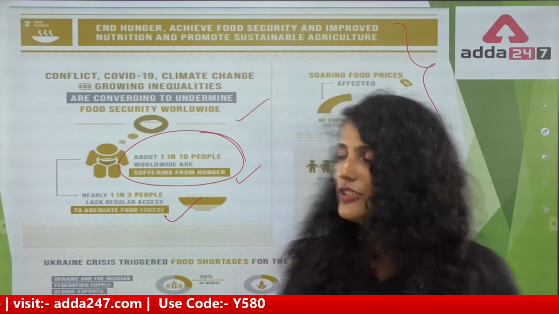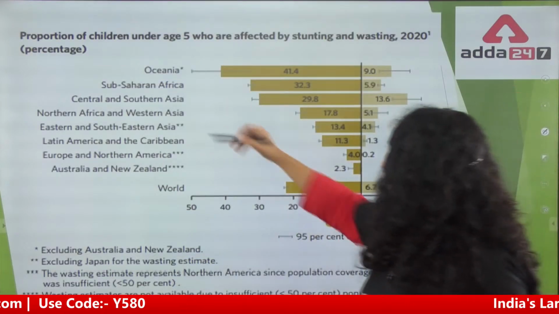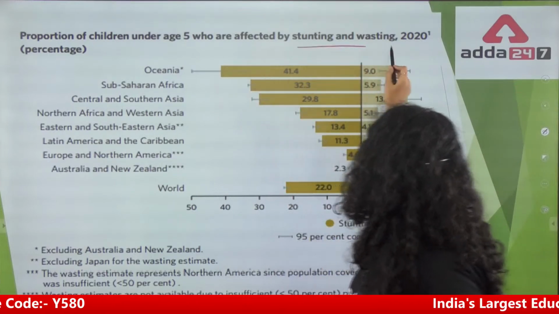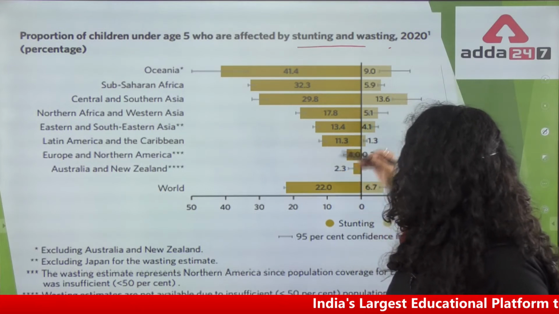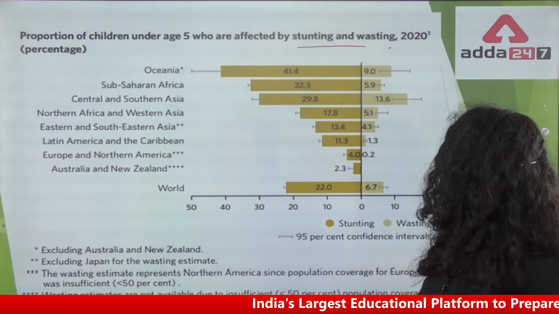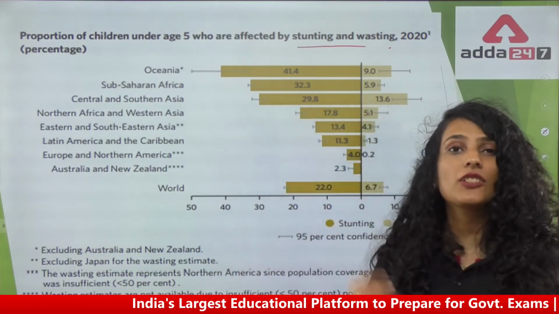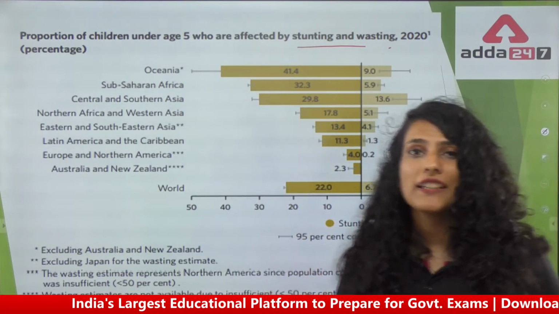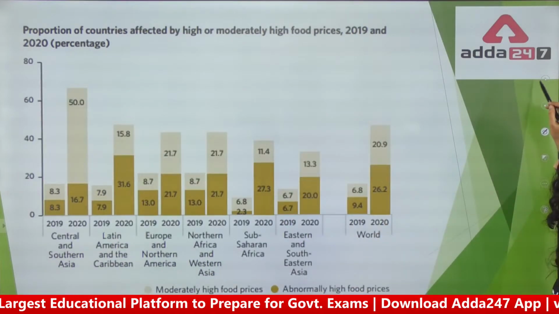Okay, so let's cover it up fast. The proportion of children under the age of 5 affected by stunting and wasting, right? Along with stunting and wasting, childhood obesity is also on the increase, and people are finding it difficult to access nutritious food. So we have already discussed this.